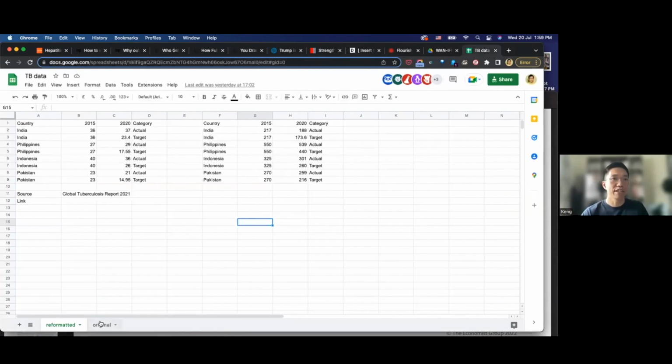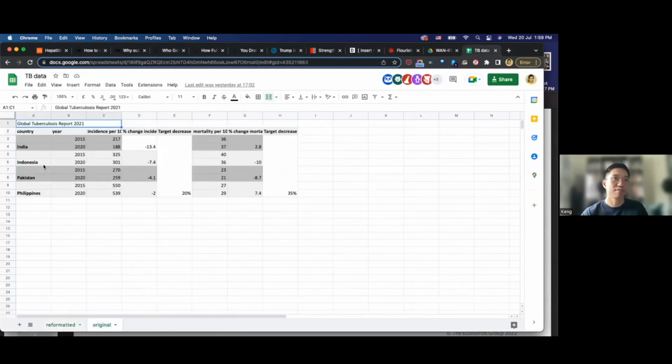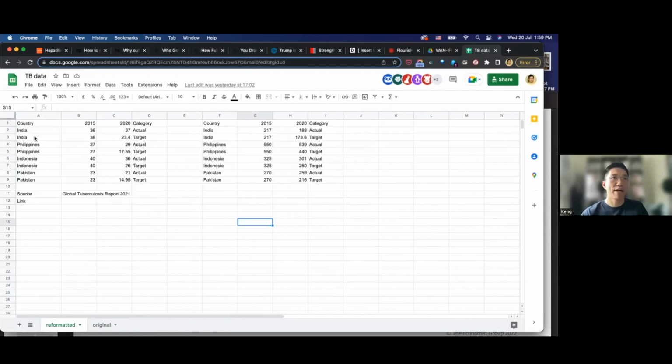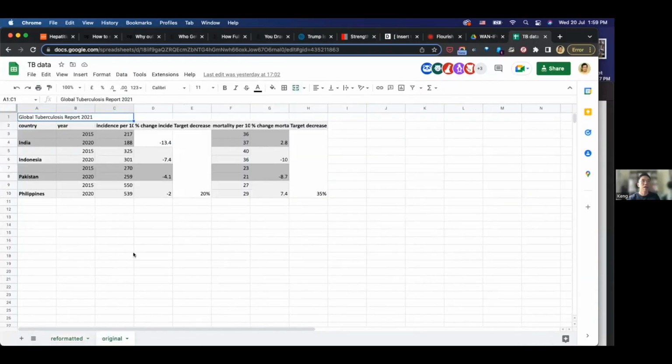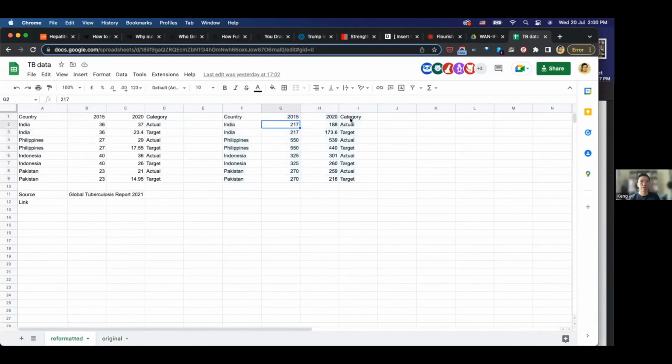Okay, so you can see that this is the original data. I reformat the data, right? This is for the incidence rate. This is for the mortality rate. Okay, the mortality rate is mortality per 100,000. All right, so this is the mortality rate. So for each country, there are two types of data. One is the actual data. The other one is the target.